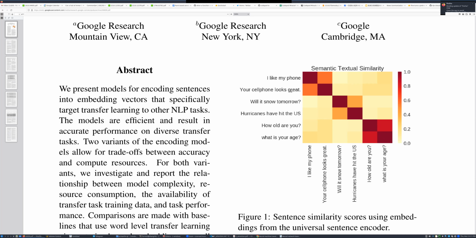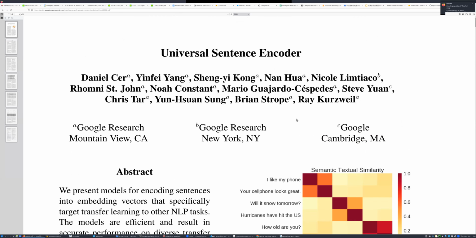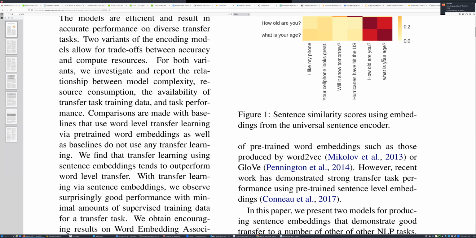Now let me ask you this: why does the diagonal part have the darkest color? It's itself? Yeah, exactly. It's the similarity of the sentence and itself, right? So obviously that would be 1. So this is a work made by Google. It's called Universal Sentence Encoder. You can take a look at how they did it.